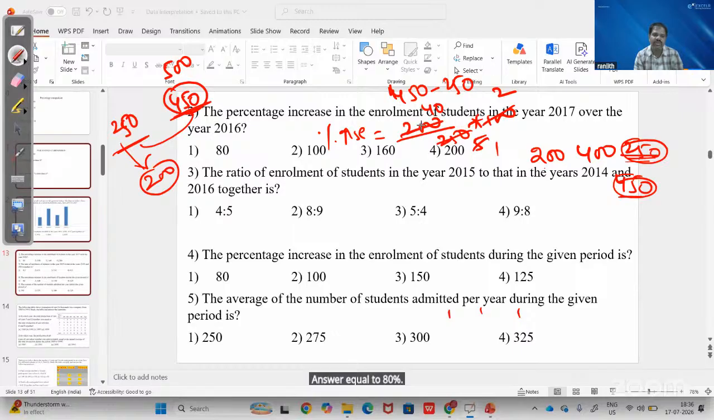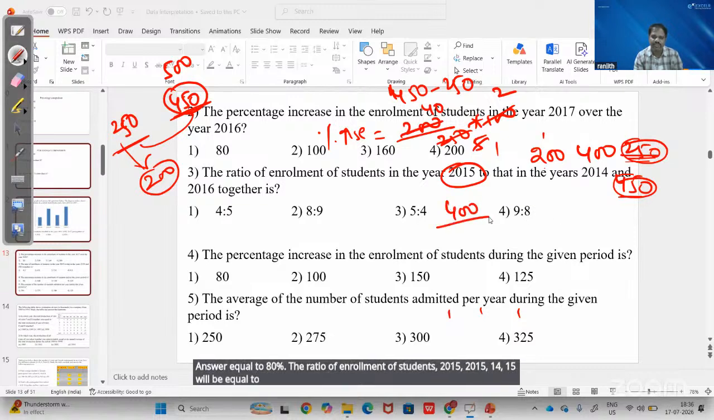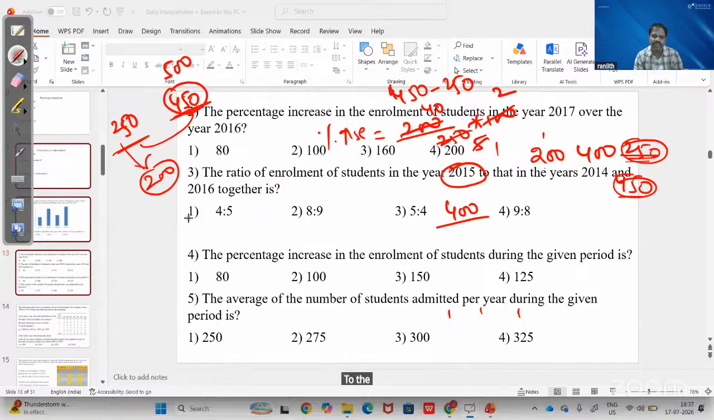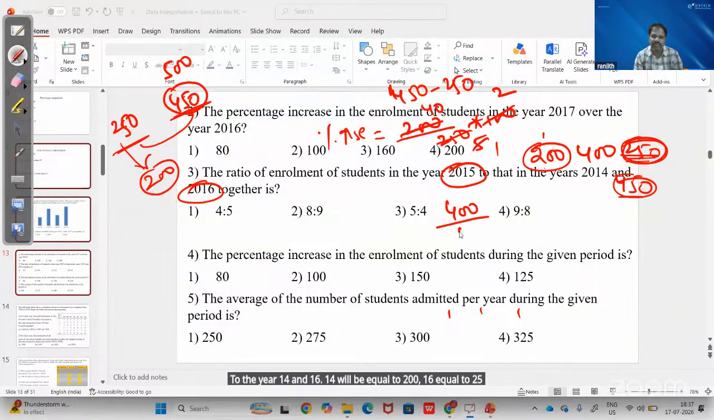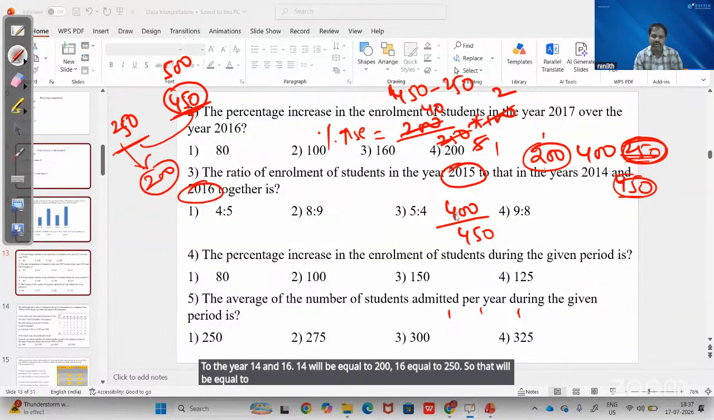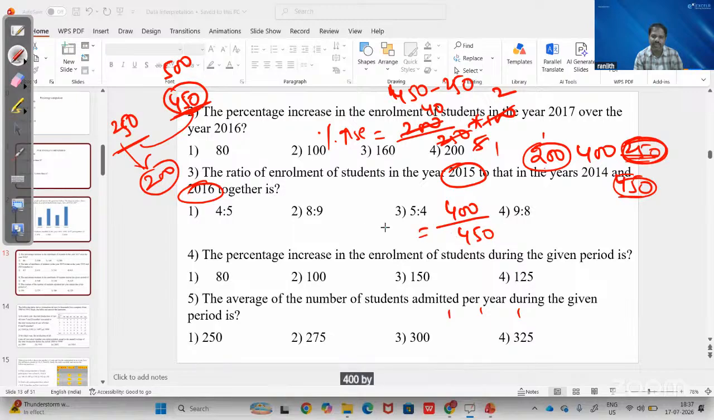The ratio of enrollment of students in 2015 to the years 14 and 16. 2015 is 400. 14 is 200 and 16 is 250, so together that is 450. So 400 by 450 is equal to 8 is to 9.